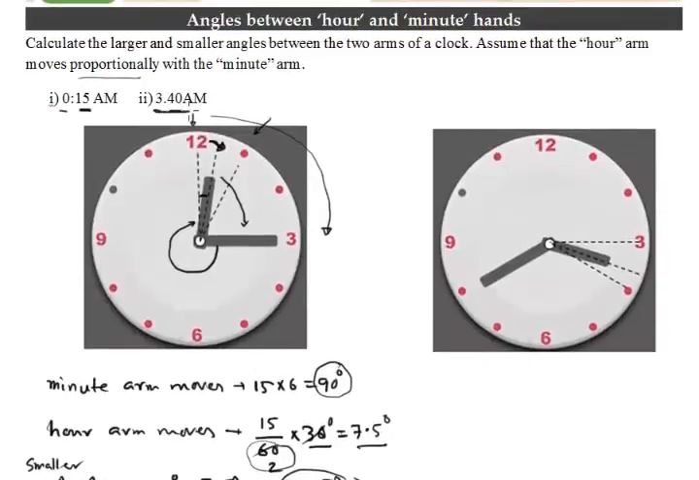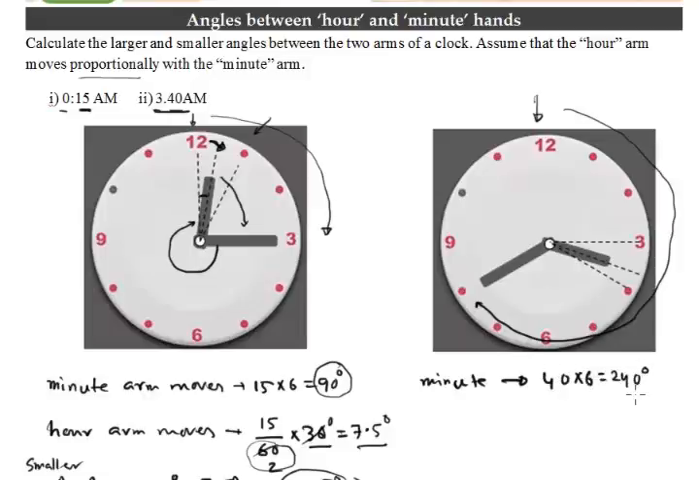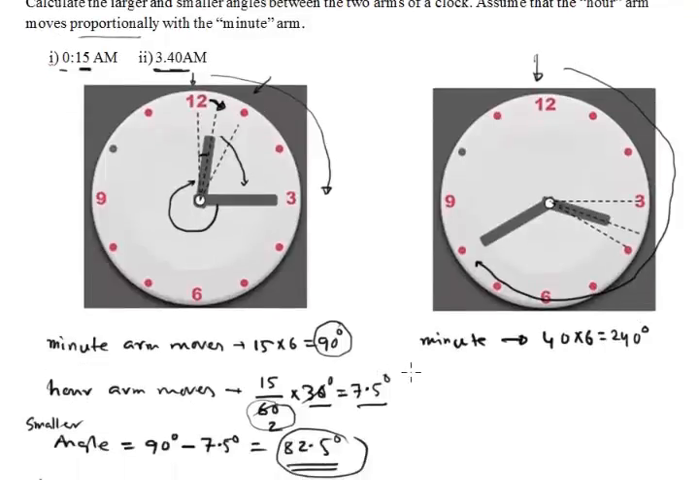So let us do this second example. Here the time is 3:40 AM. So if we calculate from here, the reference from here, the minute arm is moving 40 minutes. So the minute arm will move 40 minutes and each minute 6 degrees. So it will be 40 times 6, that is 240 degrees. And the hour arm will move 3 hours and 40 minutes. So 1 hour, 2 hours, 3 hours. So this is a complete 3 hours, and each hour, this one segment is 30 degrees.